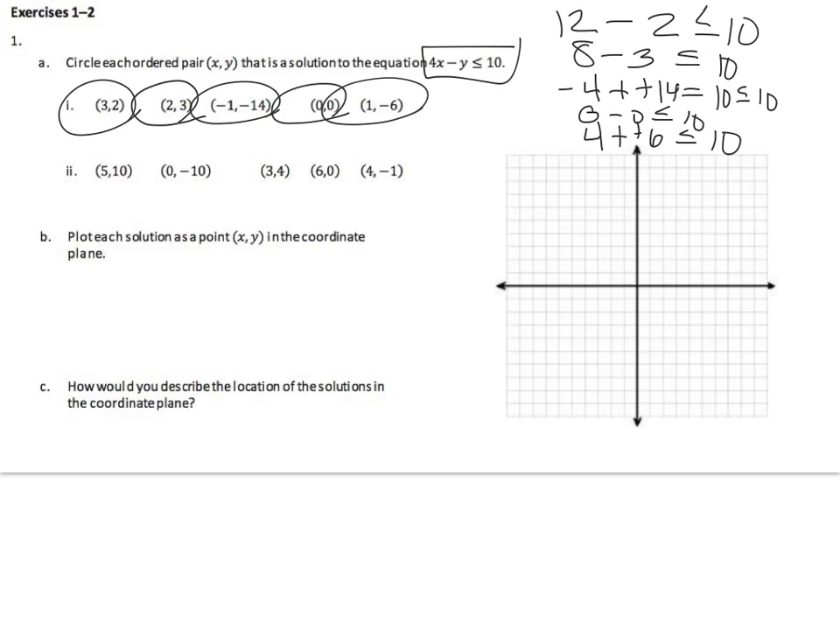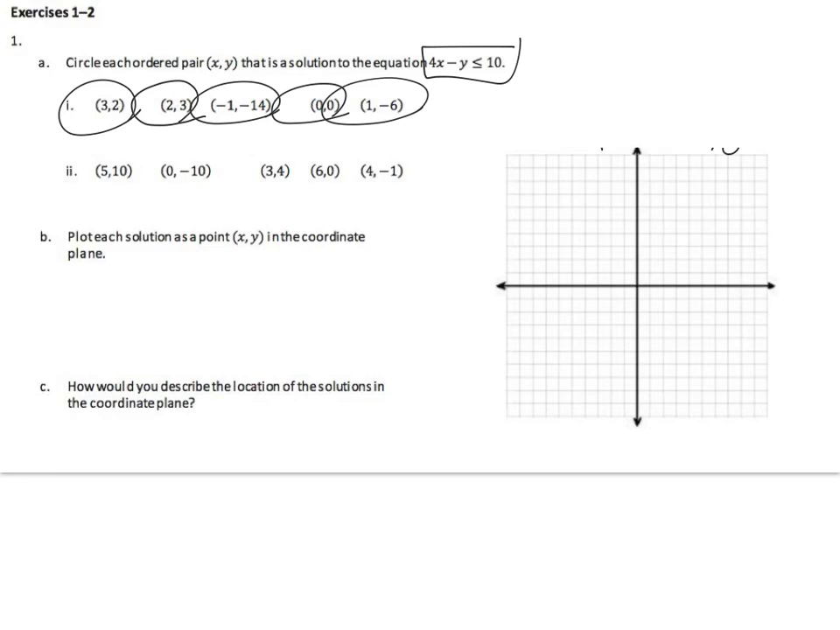All right, I'm going to go ahead and erase those so I have some room to work. Let's try the next set of numbers. 5 and 10. 4 times 5 is 20. Minus 10 is 10, which is less than or equal to 10. Looks like all these things work. 0, negative 10. 4 times 0 is 0. Minus a negative 10, which is positive 10, is less than or equal to 10.